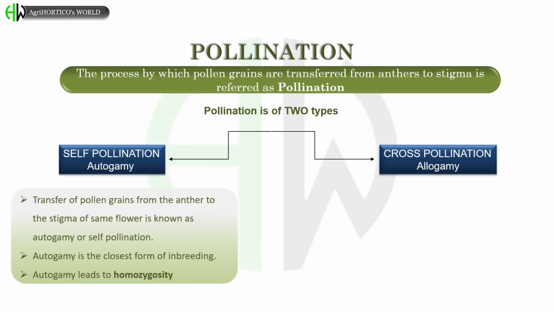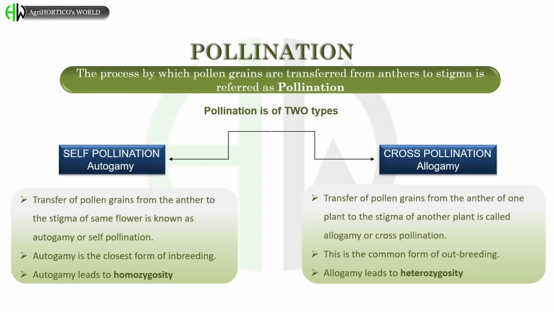It occurs in the same individual, that is, transfer of pollen grains from the anther to the stigma of the same flower without any external agent for pollination, and it leads to homozygosity. Then next, cross-pollination. It occurs between two different plants using a pollinating agent. The pollinating agent can be birds, insects, or wind. Cross-pollination occurs in most flowering species as compared to self-pollination, and it leads to heterozygosity.